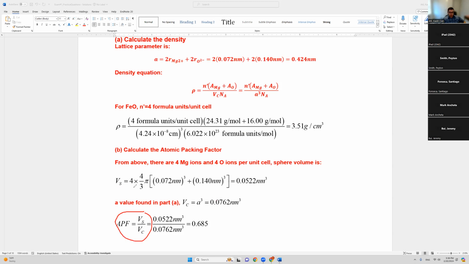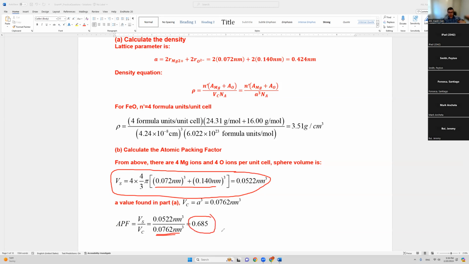So I found the volume of the atoms with this formula. 4 comes from the number of atoms, right? I have 4 of each of the atoms, oxygen and magnesium. And this is the volume formula, the volume of the sphere. And I guess we are given the radii for the atoms, and these are the radii. So this is the total volume of the ions divided by the total volume of the unit cell, and the atomic packing factor is 0.685.